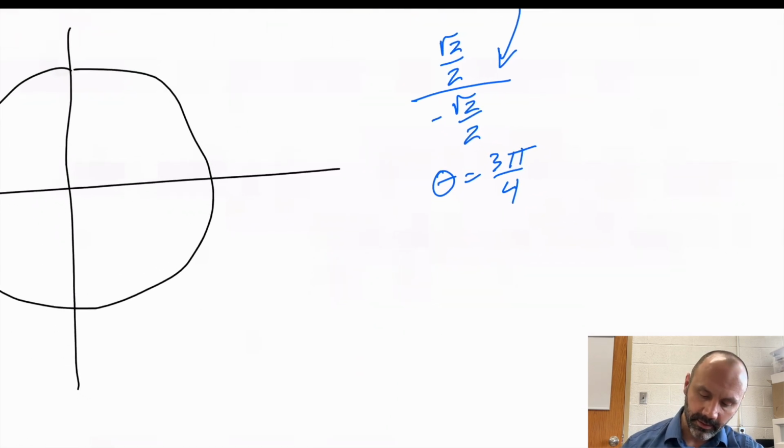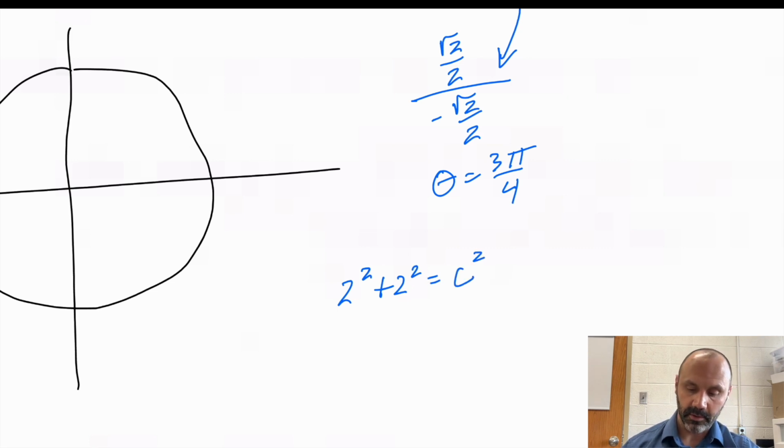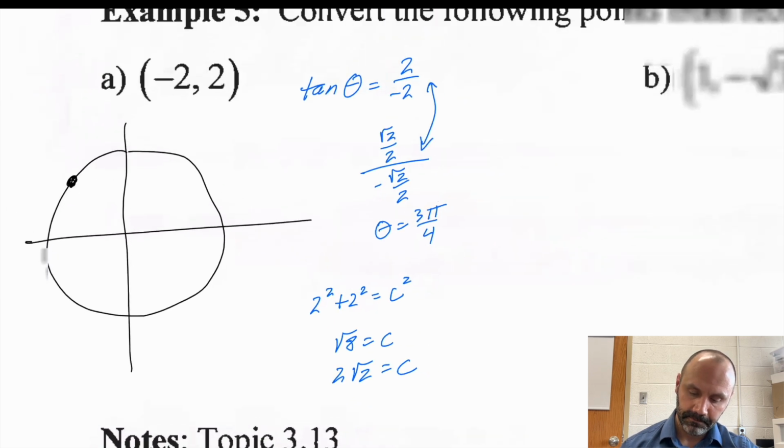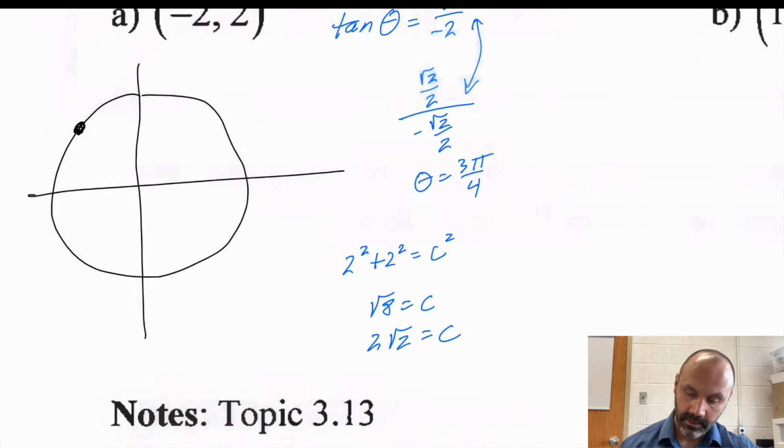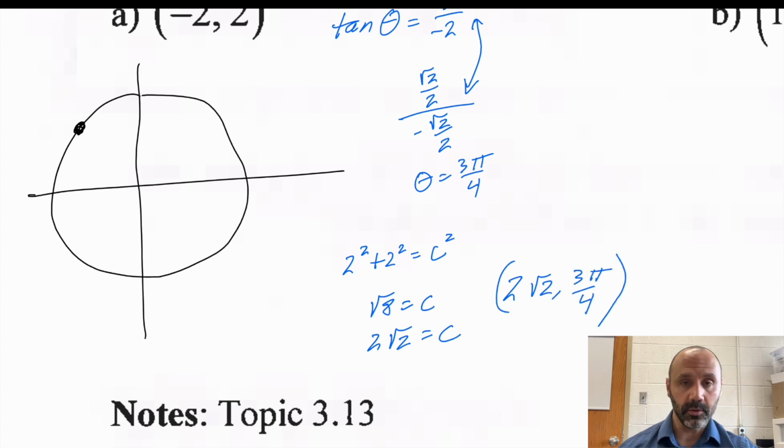Now let's use the Pythagorean theorem. So 2 squared plus 2 squared equals c squared, right? A squared plus b squared equals c squared. And so it's 4 plus 4 is 8. So the square root of 8 equals c. So that's 2 root 2 equals c. Okay, and so I would write the coordinates as 2 root 2 comma 3 pi over 4. Those are the polar coordinates of that point.